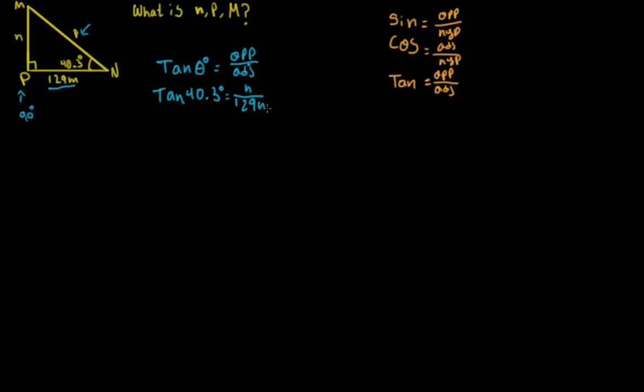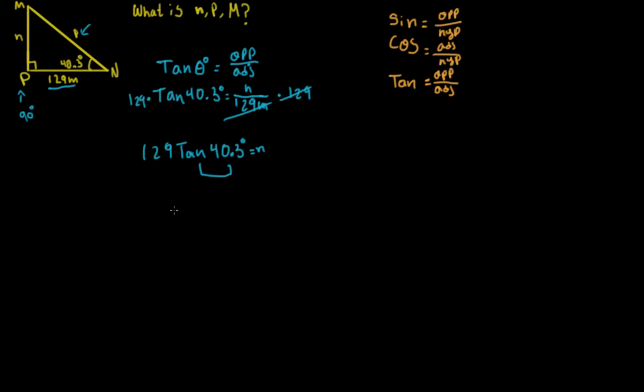So we're gonna solve for n, right? So I'm going to multiply 129 to both sides of the equation. So these guys cancel, right? So we have left tangent 40.3 degree equal to n, right? So now that we know that, we're gonna use our calculator to get this value.